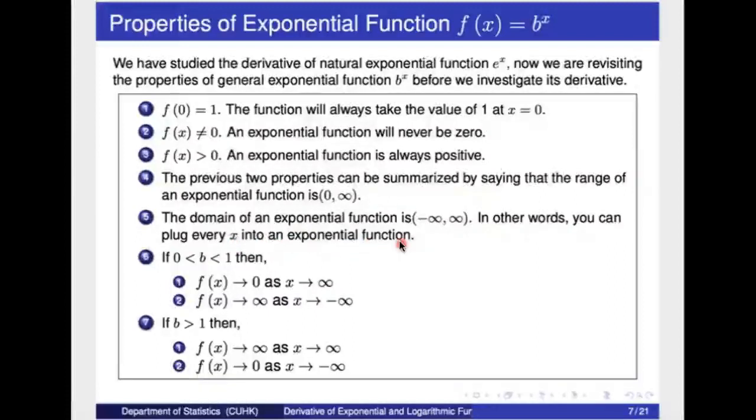In addition, if 0 is less than b which is less than 1, then f(x) approaches 0 as x approaches infinity and f(x) approaches infinity as x approaches negative infinity. If b is greater than 1, then f(x) approaches infinity as x approaches infinity and f(x) approaches 0 as x approaches negative infinity.